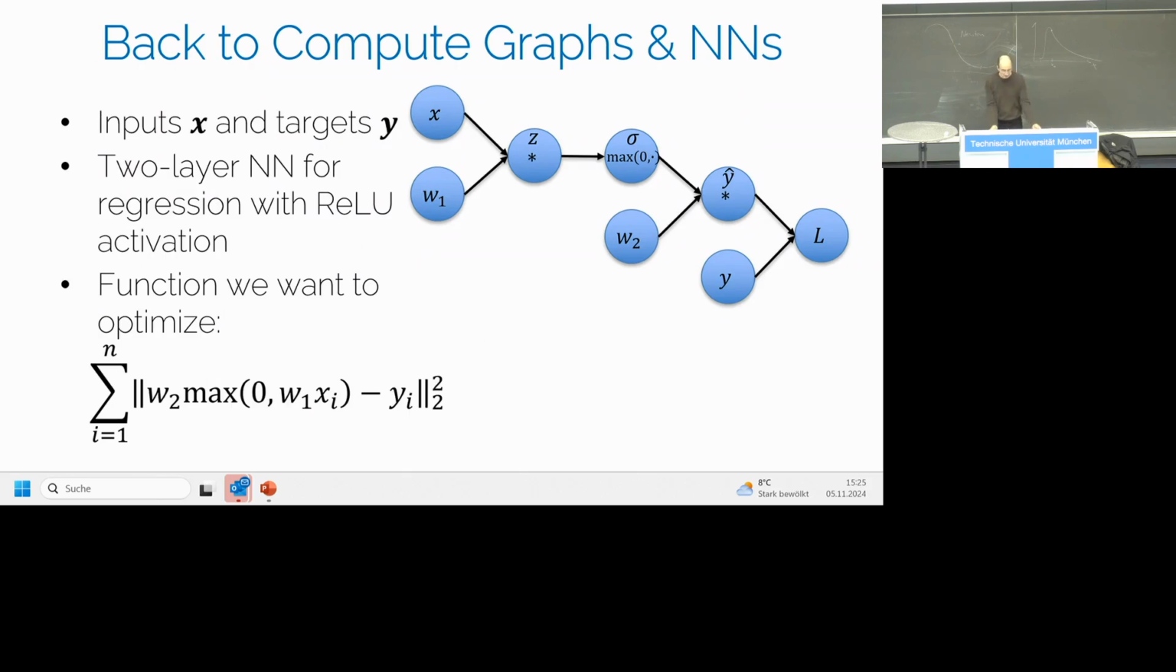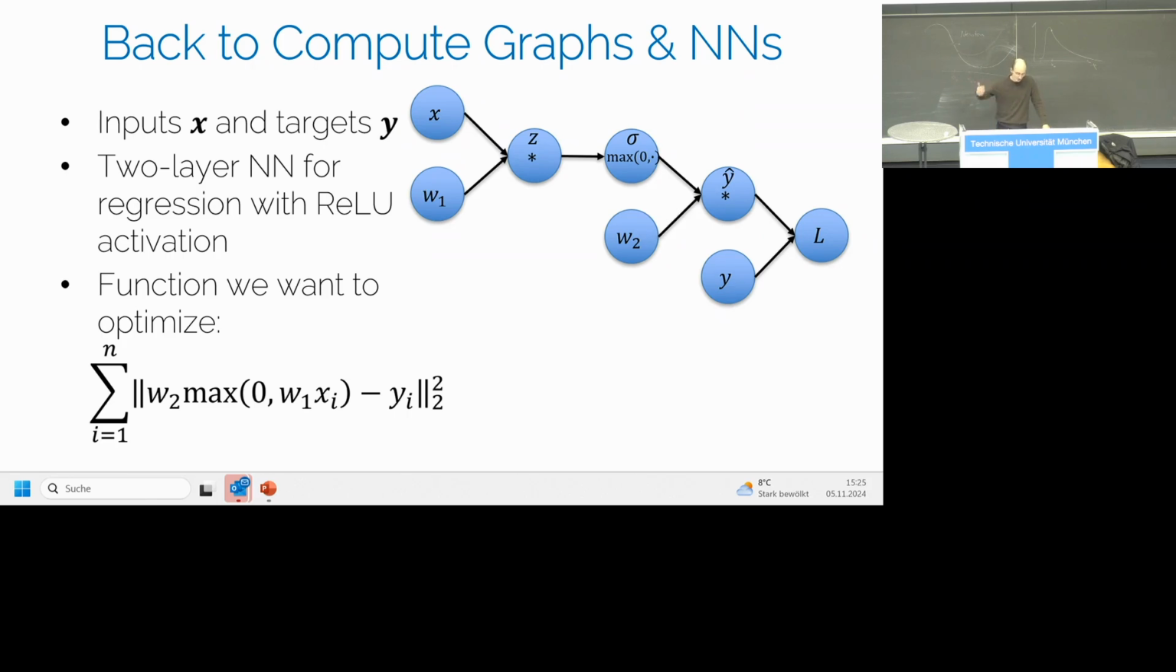So back to compute graphs, how does that work? We have inputs x and y here, where x is what should be processed, and y is the ground truth. And then we have a two-layer neural network for regression with a rectified linear activation. So this is what it looks like. Two layers means I first multiply by the weights of the first layer, then ReLU, then the weights of the second layer, and then I have a mean square error loss with respect to the ground truth. That's the problem I consider.